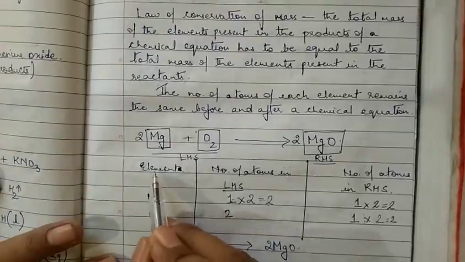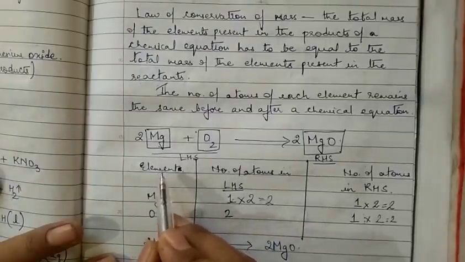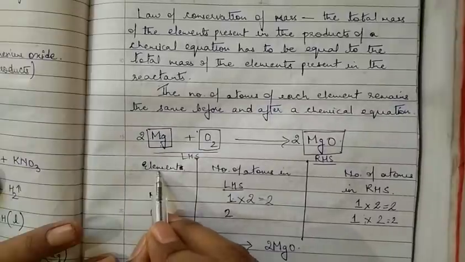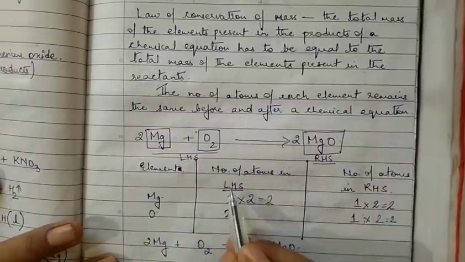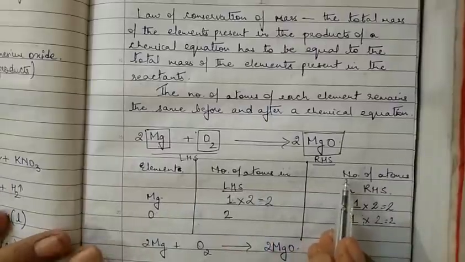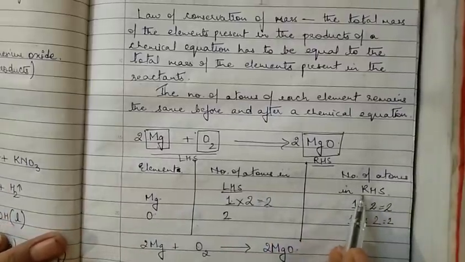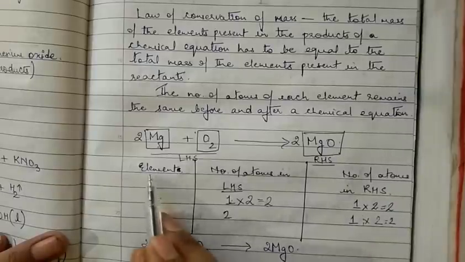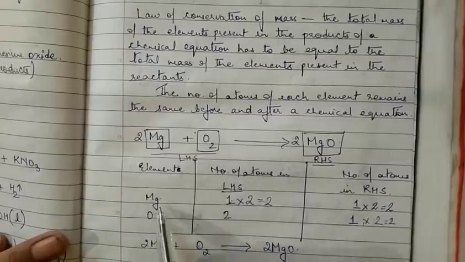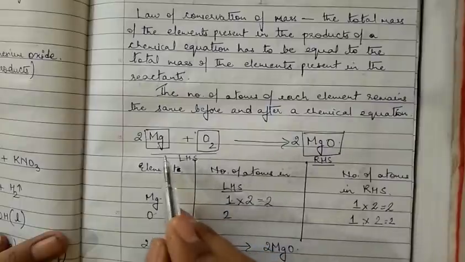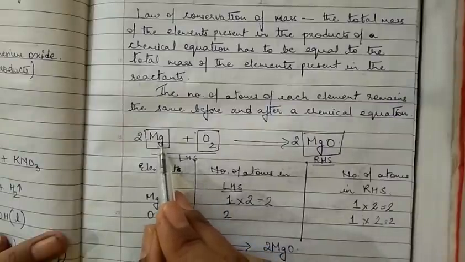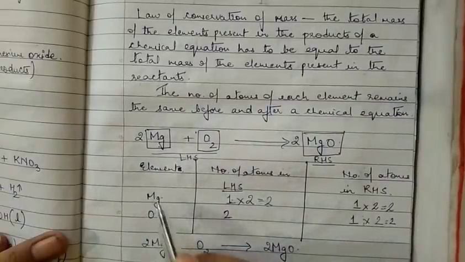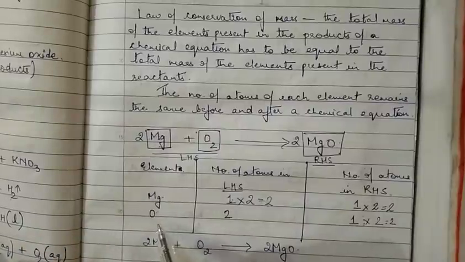The next step is to draw a table. In this table, we write elements, the second column is number of atoms on the left hand side, and the third column is number of atoms on the right hand side. Now we will write the elements present in this particular reaction. So we find which are the elements present in this reaction? Mg and O. So I have written the elements present in this reaction.